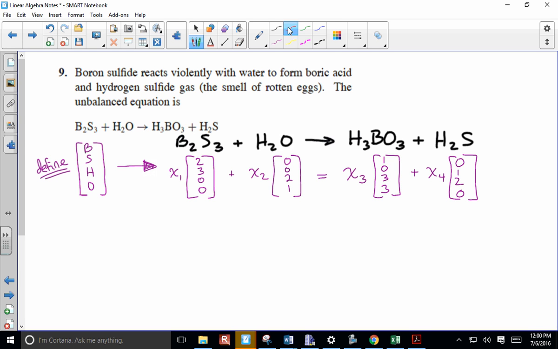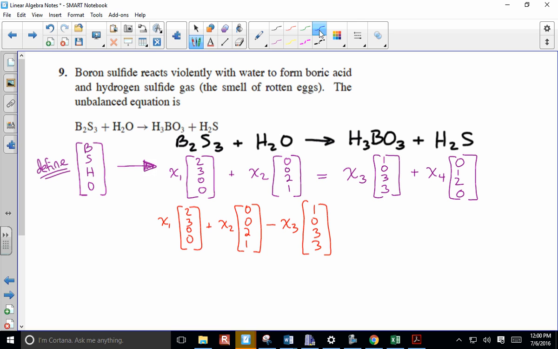All right. So X sub 1: 2, 3, 0, 0. X sub 2: 0, 0, 2, 1, minus X sub 3: 1, 0, 3, 3. Now, if you want to combine a little mini step here, I'm okay with it, where you negate instead of writing it out as a separate step.